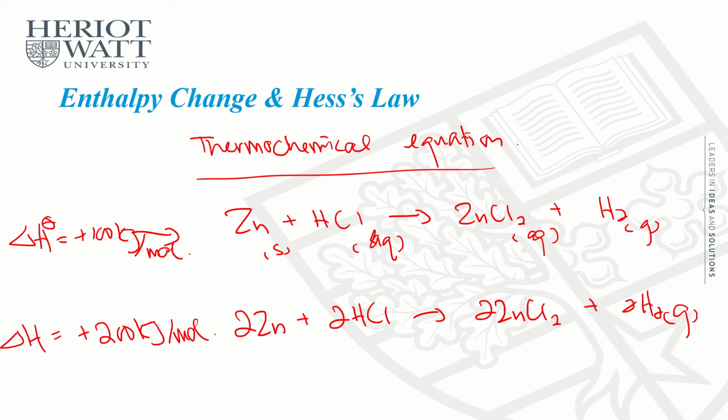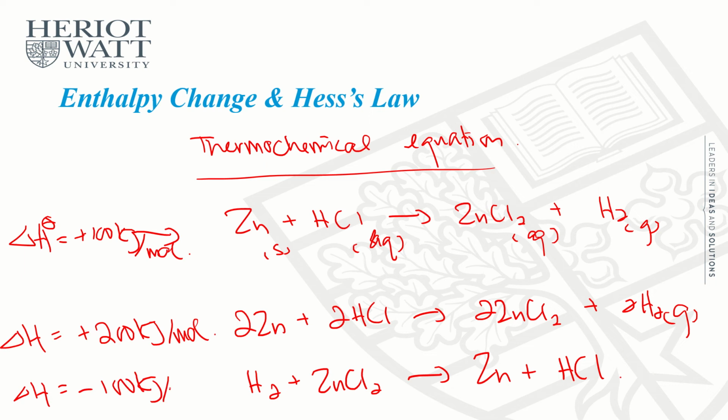Okay, now what if I reverse the reaction? For example, hydrogen gas plus zinc chloride changes back into zinc plus HCl. So what will be the enthalpy change here? This third equation is the reverse of the first equation. Reverse means from positive, it will turn into negative 100 kilojoules per mole. From endothermic, it turns into exothermic. So when you reverse the thermochemical reaction, the sign will change. When you multiply the thermochemical equation with different coefficients, the enthalpy change will change.